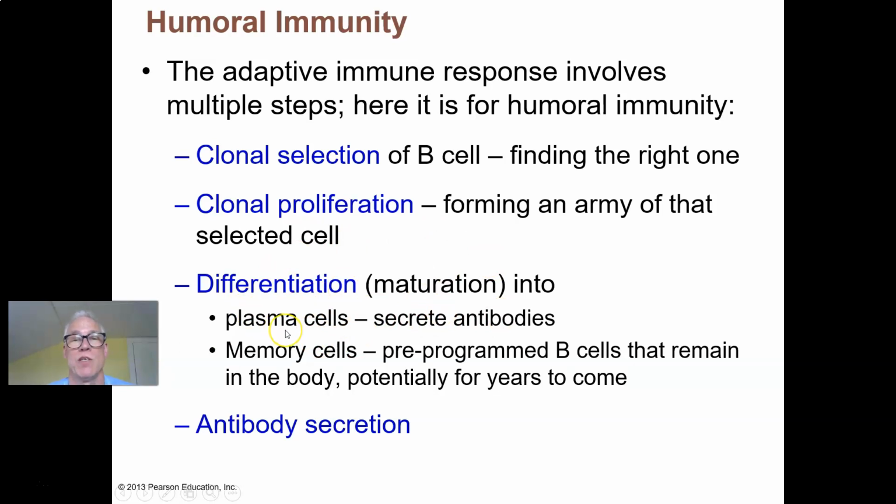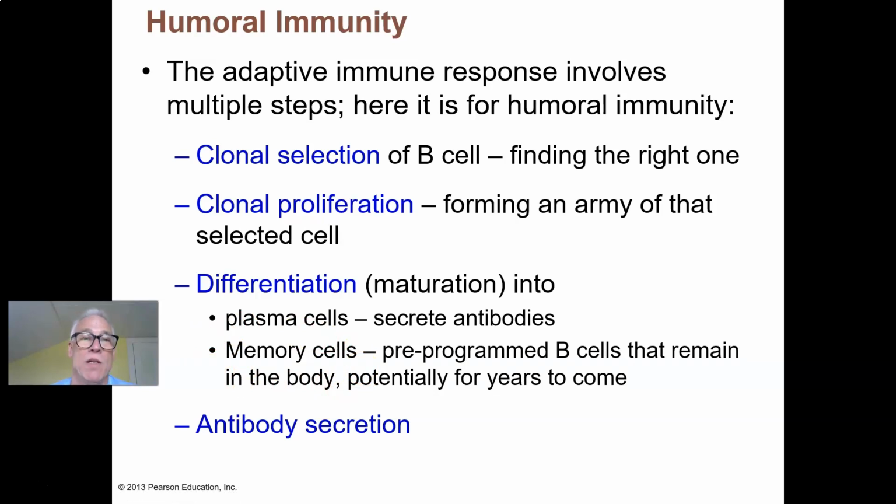Plasma cells are specialized protein-making factories that can churn out antibody proteins like nobody's business, and those will go on to protect or defend us against the infection. But at the same time, here's something really important. At the same time that the plasma cells are being produced by maturation to make antibodies, some of the B lymphocytes that were produced in this clonal proliferation process will be turned into pre-programmed memory cells.